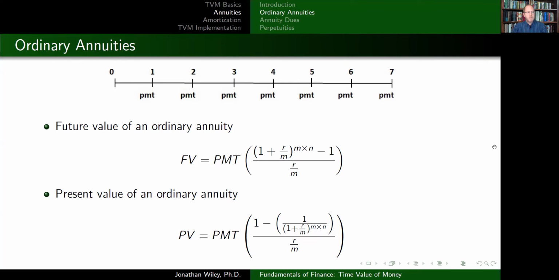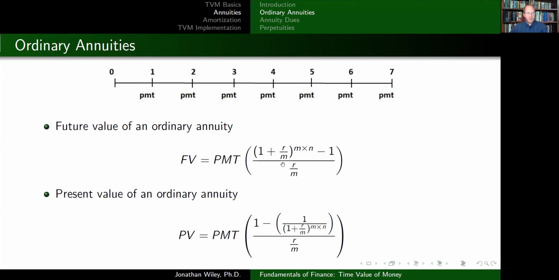Now, if you want to find the future value of an ordinary annuity, it involves using a formula that looks kind of complicated. But let's walk through it a little bit. The PMT is the payment that's happening every period. The R is the nominal annual rate per year. M is the number of periods per year. N is the number of years.